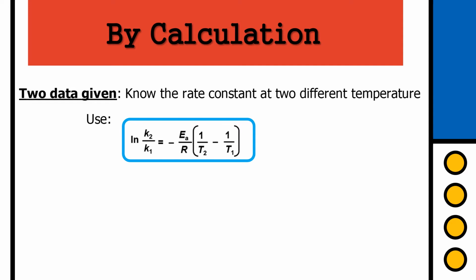So the next one, by using calculation, if the question gives you two sets of data, so you know the rate constant at two different temperatures. What do I mean by this? When you have two sets of data, either the question gives you two values of rate constants or two values of temperature. So this is the equation that you will use. Now let's take a look at the example question where we're going to use this equation.